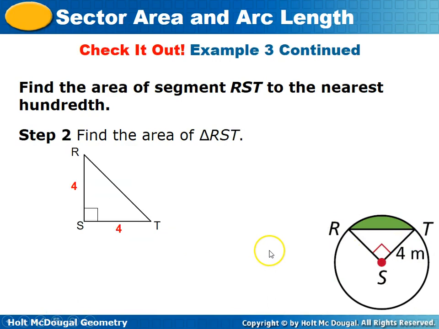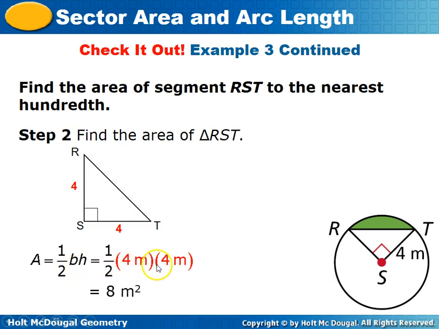So on the next slide, we're going to pull that triangle out again, and if you notice, this is RST right here. Both of these sides are 4, and this side right here is 4 as well, because it's another radius. So now we do have our base and our height. The formula for the triangle is 1/2 base times height, or base times height divided by 2. So half of 16, 4 times 4, is 8.